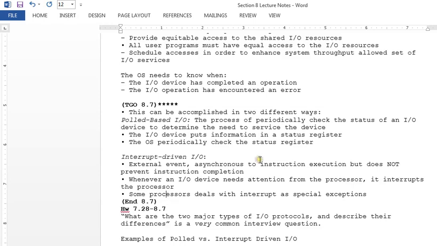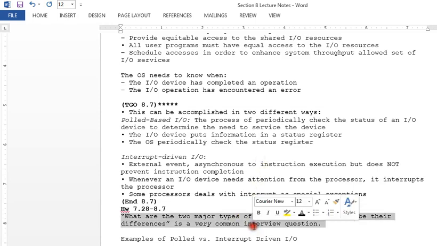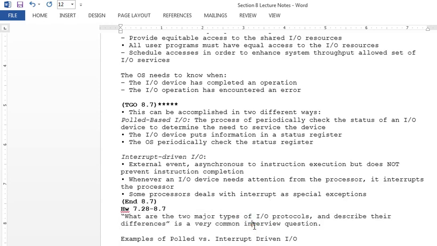And I should mention that if you go into interviews, especially if you're doing something with embedded systems, what are the two types of I/O? Or what's the difference between polled and interrupt-driven I/O? It is a very, very common interview type question. So this is something that will help you in trying to get a job in the future.